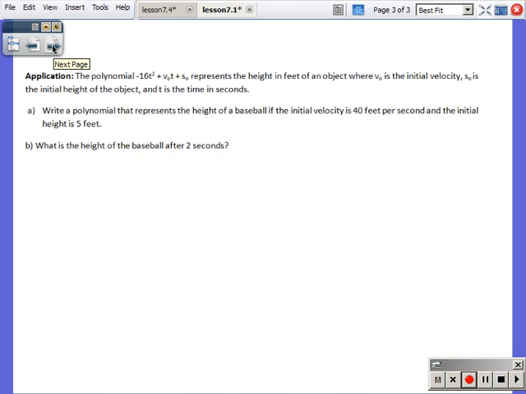Taking a look at actually using a polynomial, we're told that the polynomial negative 16t squared plus v sub o t plus s sub o is going to represent the height in feet of an object. Now it tells us v sub o is the initial velocity, s sub o is the initial height of this particular object, t is the time in seconds. So all that information is going to become important. It asks for a polynomial that represents the height. Well, this is the polynomial that represents the height. We're going to use that.